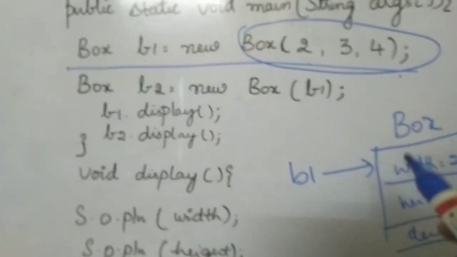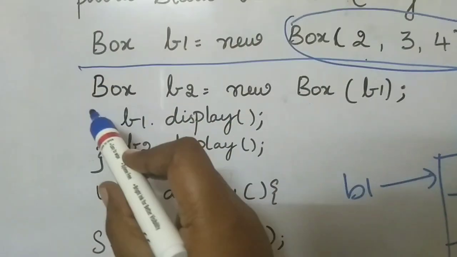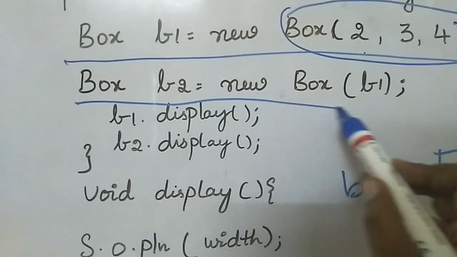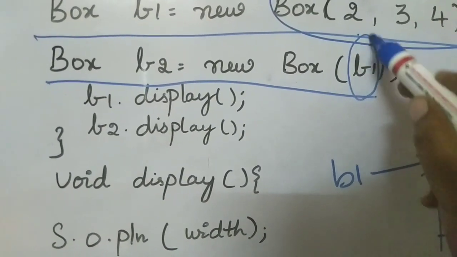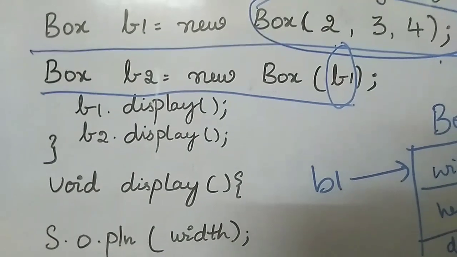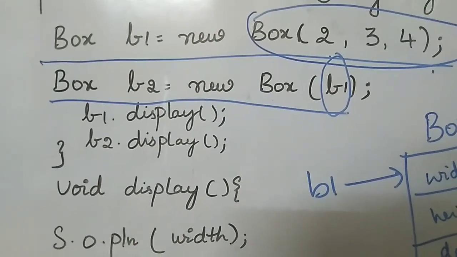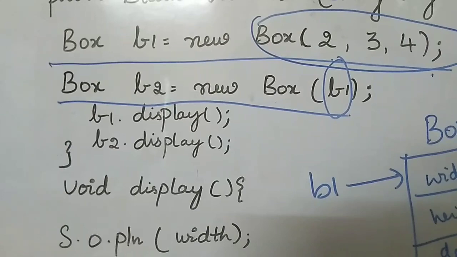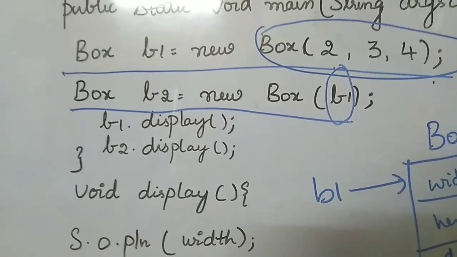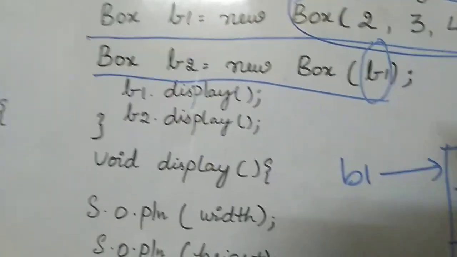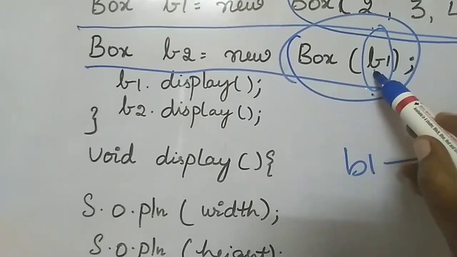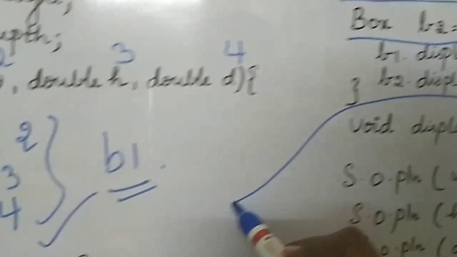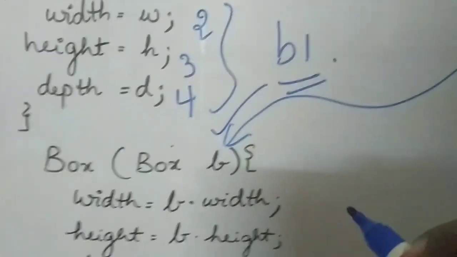Now we'll look into the second statement, wherein we are creating another object by passing the first object as a parameter into this constructor. Such a call to a constructor which takes an object as a parameter is called the copy constructor. So what happened? We passed B1, and now the reference to B1 is passed over here.